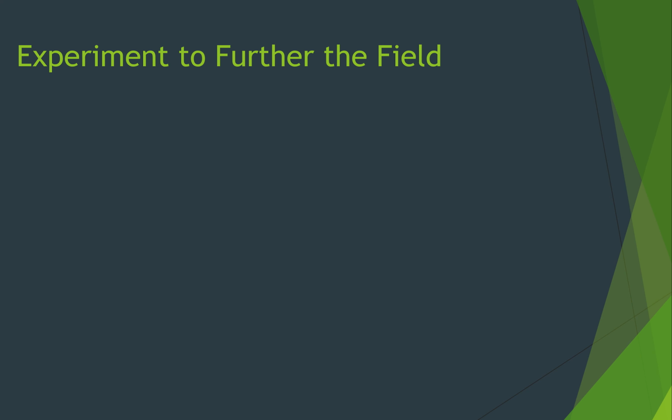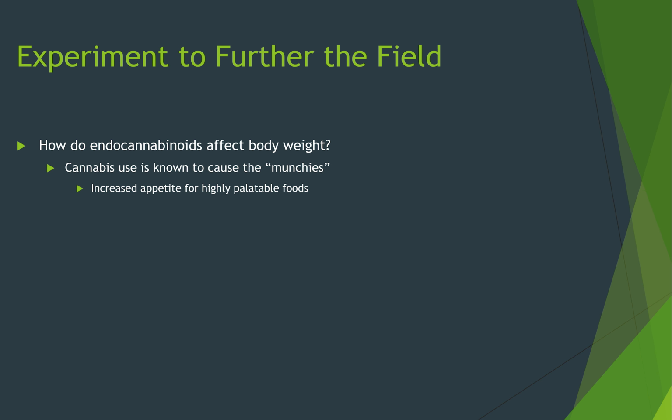So with the complexity of endocannabinoid signaling, what sorts of experiments can we do? Well, one area of interest is in the endocannabinoid system's ability to modulate hunger, and so we can do a feeding study to look and see how cannabis use affects body weight. So cannabis use is known to cause the munchies, which is an increased appetite for highly palatable foods. So we can see how does this affect overall body weight and how does it affect the presence of various hormones that cause this increase in feeding behavior.